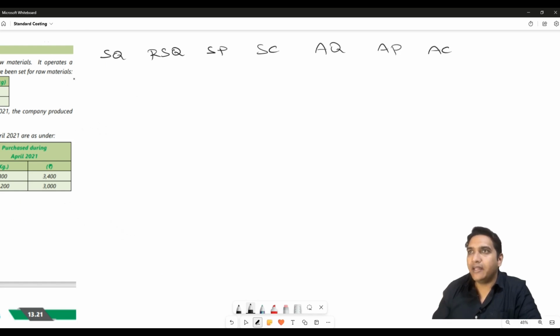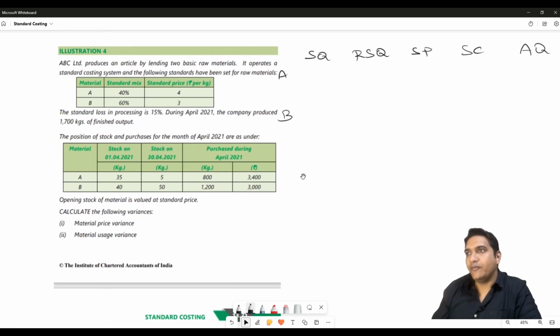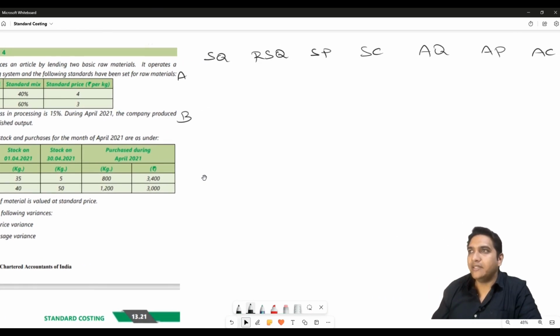Since we have two materials, let us write down A and B. Now, do we have the standard quantity of A? Let's look at the problem. Do we have it on the face of it? No, so we will have to compute it. Let's come back to this later. First, let us write down whatever is available on the face. Do we have the standard price? Yes. A is 4 and B is 3. Now, do we have the standard cost? No, so we will come back and compute this later.